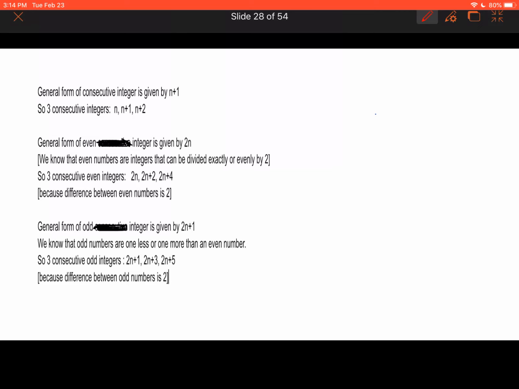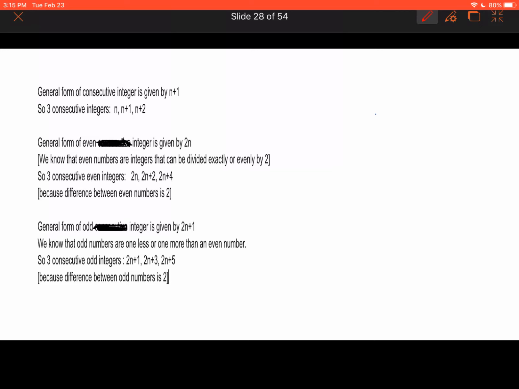The general form of writing a consecutive integer is given by n plus 1. Suppose n is the first number, then the next consecutive integer can be found by adding a difference of 1 to it, which gives the value of the second consecutive integer. And when we add 2 to the number n, it gives the third consecutive integer in the series.